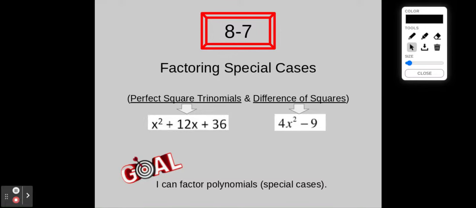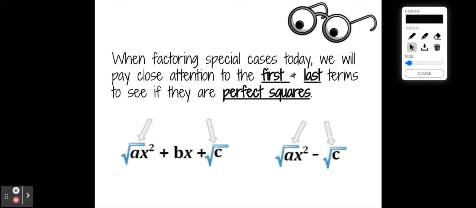Hi there and welcome to lesson 8.7 where we are going to be factoring special cases. We'll be factoring perfect squared trinomials and also factoring the difference of squares. So throughout the lesson, as we look at these special cases, we want to pay close attention to the first and the last terms to see if they're perfect squares. And if they are perfect squares, it's going to make factoring really, really easy.